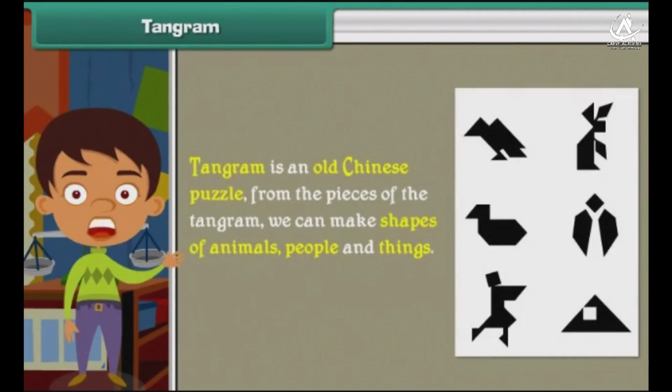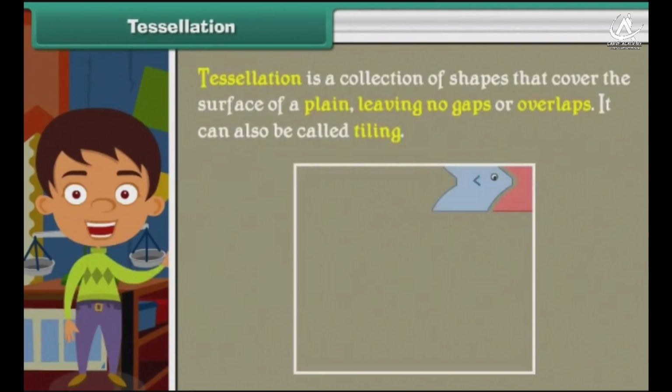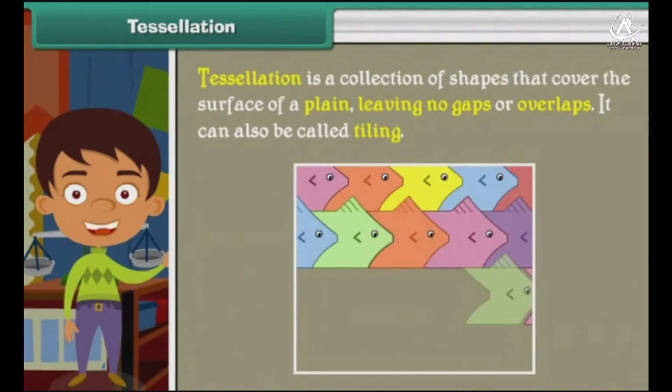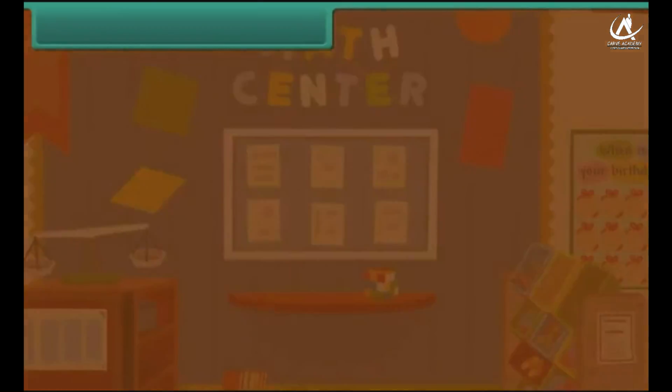Tangram. Tangram is an old Chinese puzzle. From the pieces of the tangram, we can make shapes of animals, people, and things. This is a 5-piece tangram. 5 pieces of tangram are. Tessellation. Tessellation is a collection of shapes that cover the surface of a plane, leaving no gaps or overlaps. It can also be called tiling.